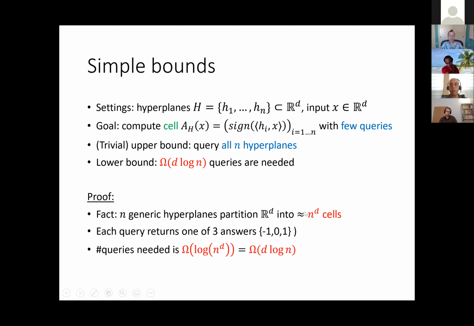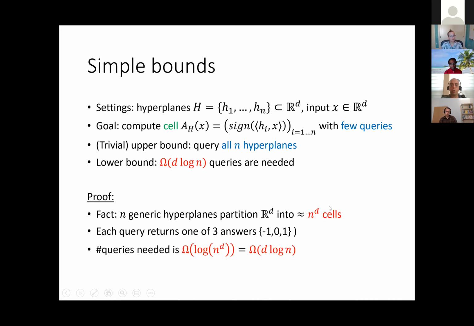However, every query I make has only 3 possible answers: -1, 0, or 1. So if I have queries that only return one of 3 answers, and at the end the number of possible answers is n to the d, I need at least log of the number of answers. I need log of n to the d, so like d log n. So you see, this lower bound completely ignores the type of queries we make. We make these linear queries, and this shows that for any type of query where you only have a constant number of answers, you need d log n.